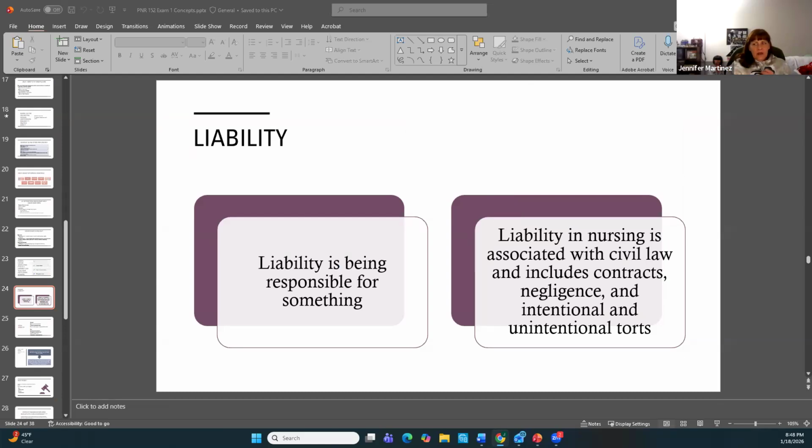Liability. Liability just means you're responsible for something. With nursing, liability in nursing is associated with civil law and includes contracts, negligence, and unintentional and intentional torts.